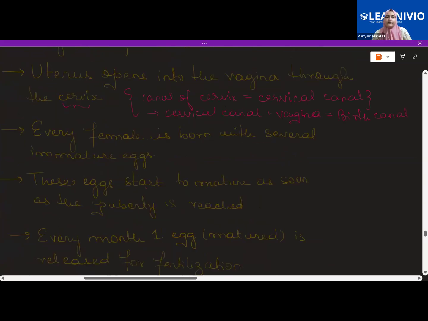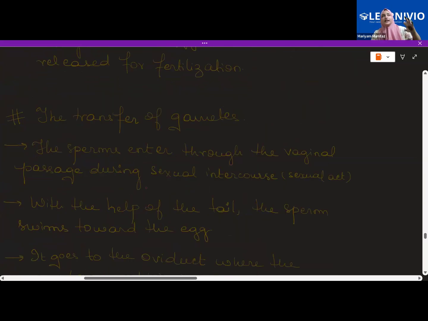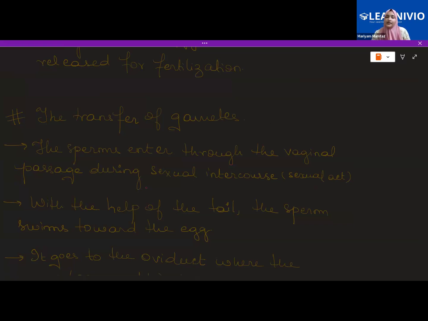Okay. Now, we have studied the reproductive system, both of male and female. After that, what are we supposed to study? We're supposed to study the transferring of the gametes, because in order for the fusion to take place, in order for the fertilization to occur, the gametes have to be transferred, and then only can they fuse. They have to be brought together physically, right?